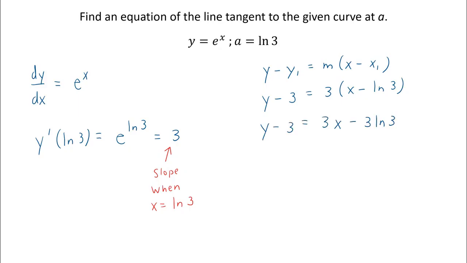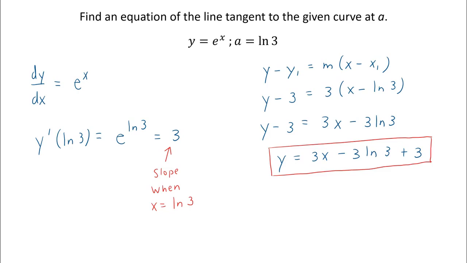When we distribute on the right, we get y minus 3 equals 3x minus 3 ln of 3. Now add 3 to both sides to isolate y. So the equation of the line tangent to the graph y equals e to the x when x equals ln of 3 is y equals 3x minus 3 ln of 3 plus 3.